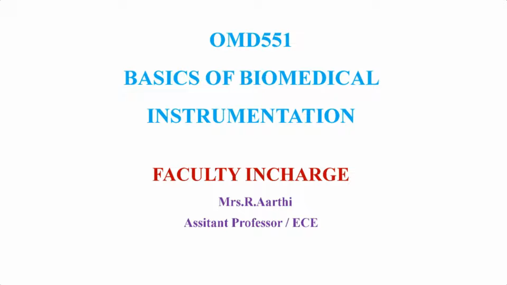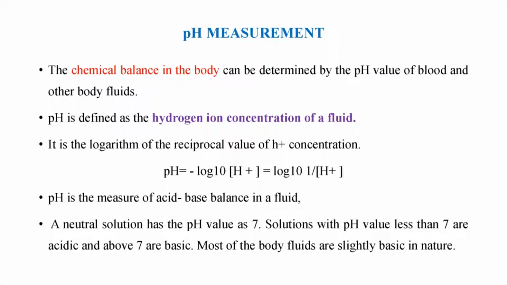So let's now move on with the first type of measurement, which is the pH measurement. pH is going to measure the pH value of blood and other hydrogen ions present inside the fluid. The pH is a measure of acid and base balance in a fluid. Whenever the pH is equal to 7, it is said to be a neutral solution. Whenever it is lesser than 7, it is said to be an acidic solution. And whenever it is greater than 7, it is going to be a basic solution.